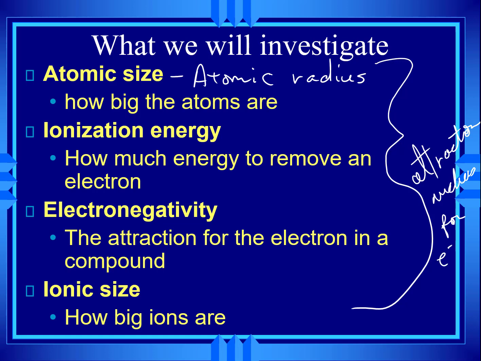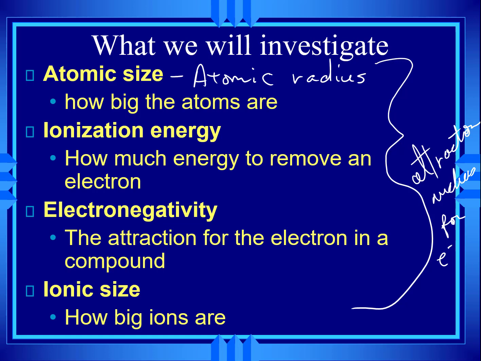If you've got a strong attraction, it's going to pull those electrons in really close, and your size will be small. If you've got a strong attraction, it's going to be hard to remove the electron. It'll take a lot of energy. If you've got a weak attraction, it'll be easy to remove the electron, and it won't take much energy. Okay? If you pull on your neighbor's electron hard, what's going to pull on your neighbor's electron is your nucleus. Your nucleus is going to pull on your neighbor's electron. Opposites attract.